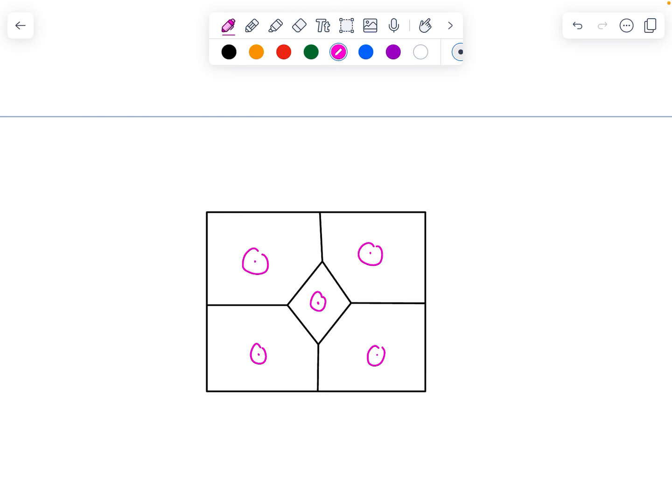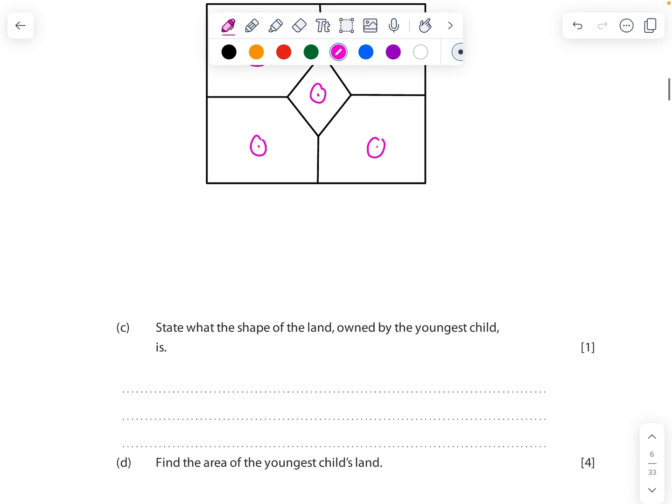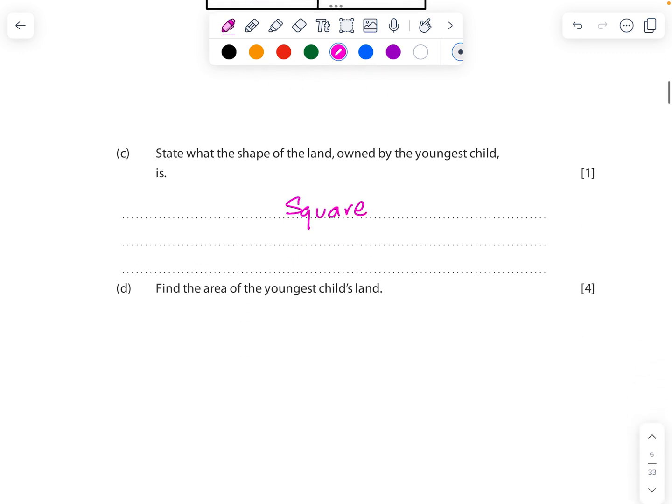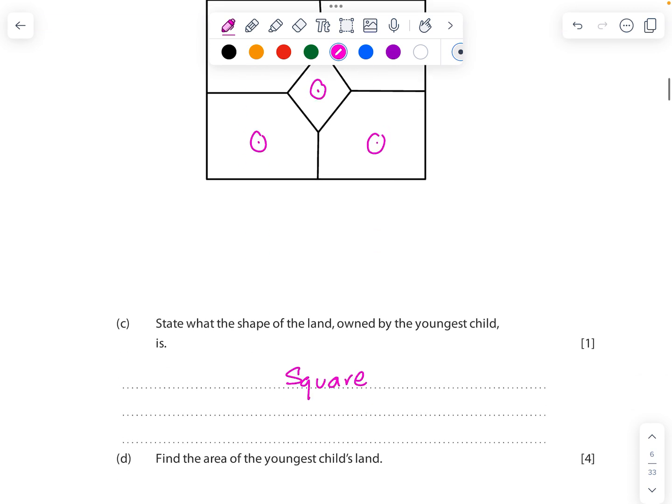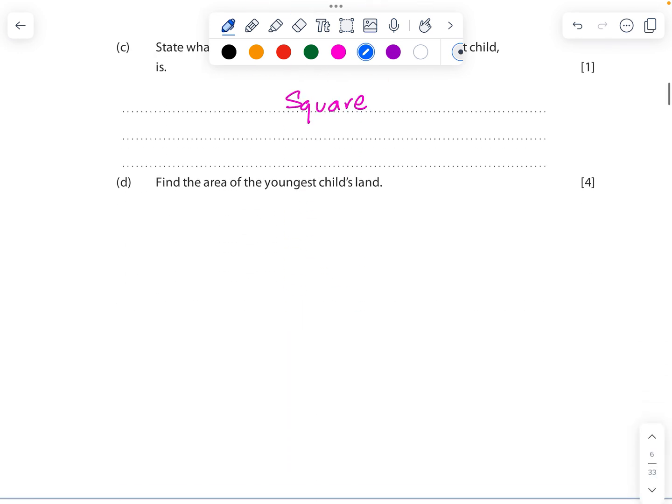Then state what shape is the land owned by the youngest child. So we can clearly see that it is a square. Find the area of the youngest child's land. So we know that this distance is 1, this distance is 1, so this distance has to be square root 2. So it is square root 2 squared, which is going to be 2.